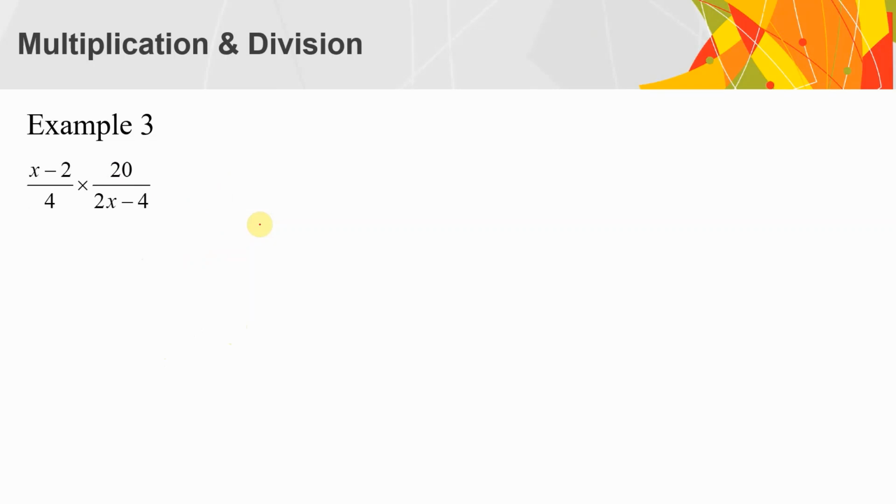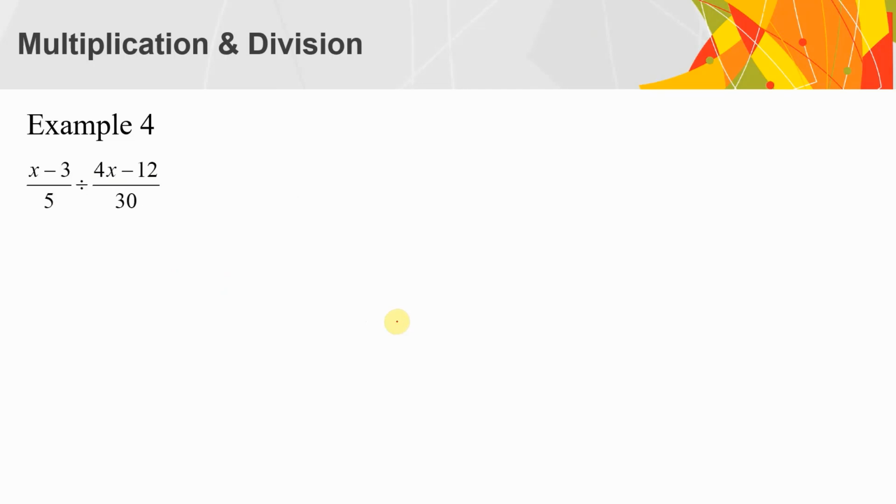For the next example, this example requires factorization. As you can see, this expression can be factorized by 2, but we can also simplify across diagonally. So the very first step, we simplify 4 and 20, we divide by 4, we get 5 and 1. At the same time, we factorize this part. Now we can see x minus 2 and x minus 2. We can also simplify it that way. What remains is 1 times 5/2, so the answer is just 5/2.